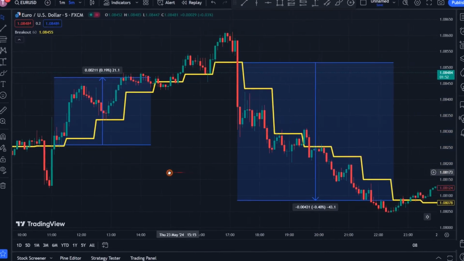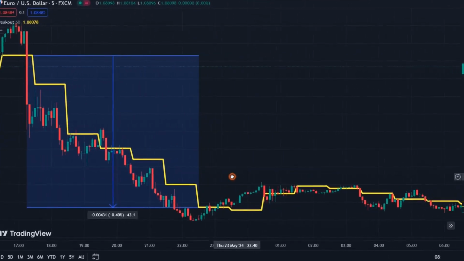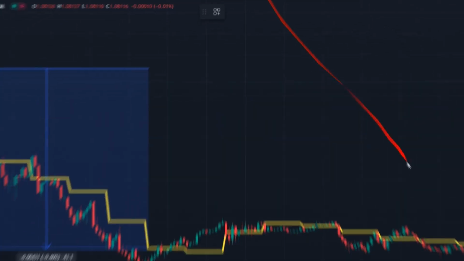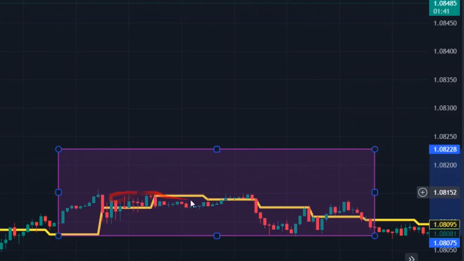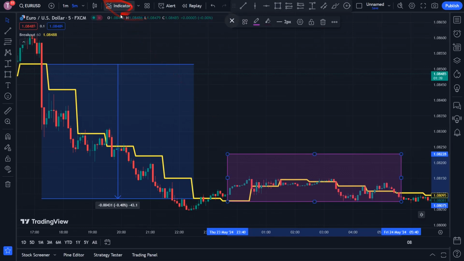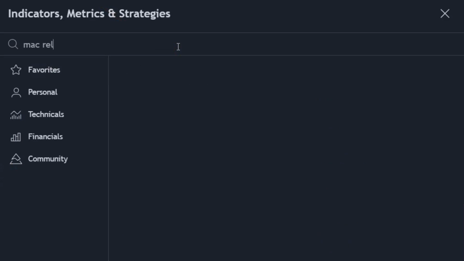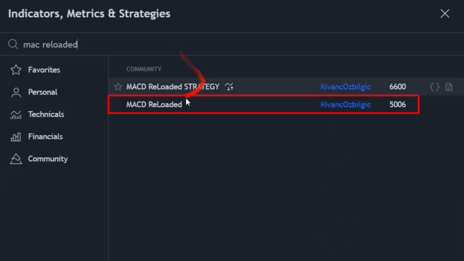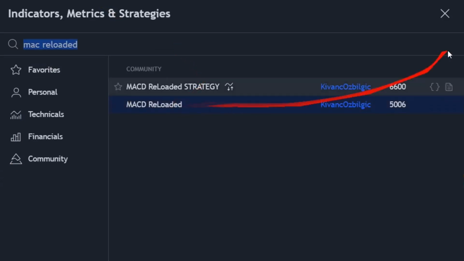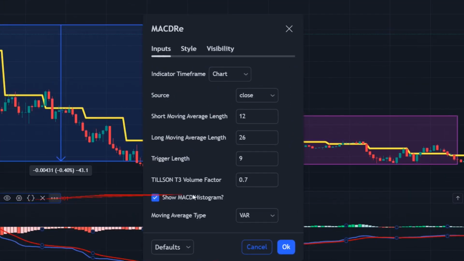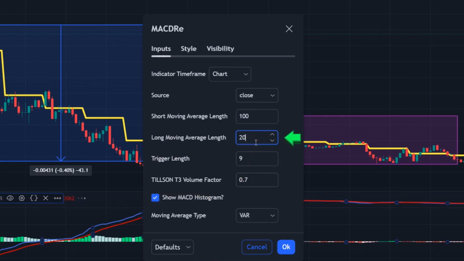However, always remember that you should not rely solely on one indicator, and no indicator is 100% accurate. To increase our win rate, we need to add a second indicator to the chart. To do this, go to the indicator tab and search for MACD Reloaded. When you find it, click on it to add it to the chart. Now enter its settings and make the changes like me so that this indicator is ready to be used for our scalping strategy, just like the first indicator.